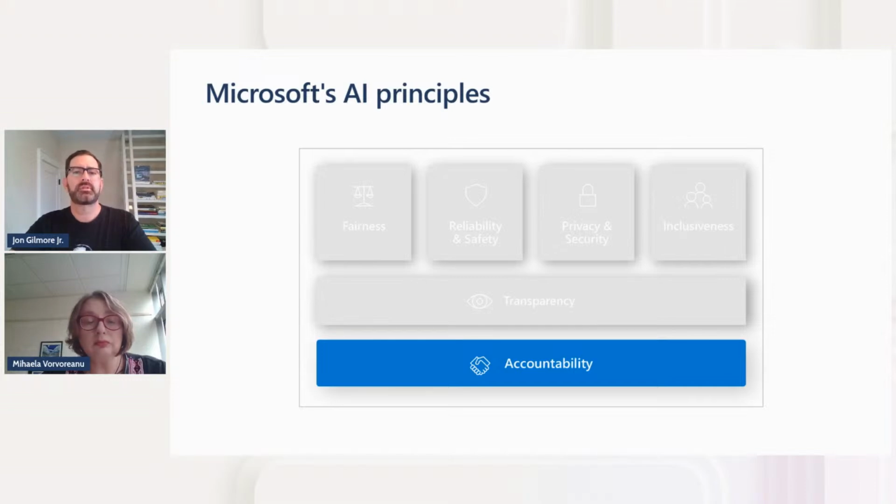Now, this is perhaps the most important of all the principles. Ultimately, one of the biggest questions for our generation, as the first generation that is bringing AI to society, is how to ensure that computers will remain accountable to people, and how to ensure that the people that design computers remain accountable to everyone else.